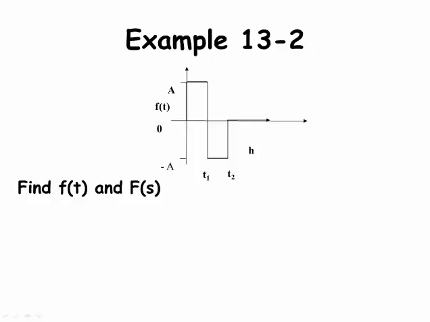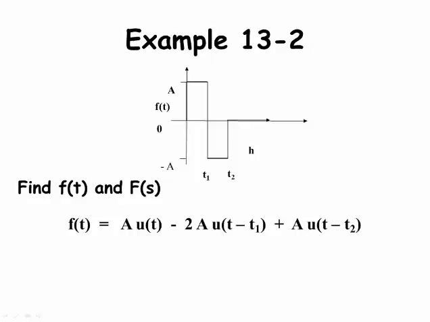The first step change is a plus a step change at time t equals 0. The second step change is a minus 2 times a step change at time t equals t1. The third step change is a change of plus a at time t equals t2. The time domain expression is shown here.